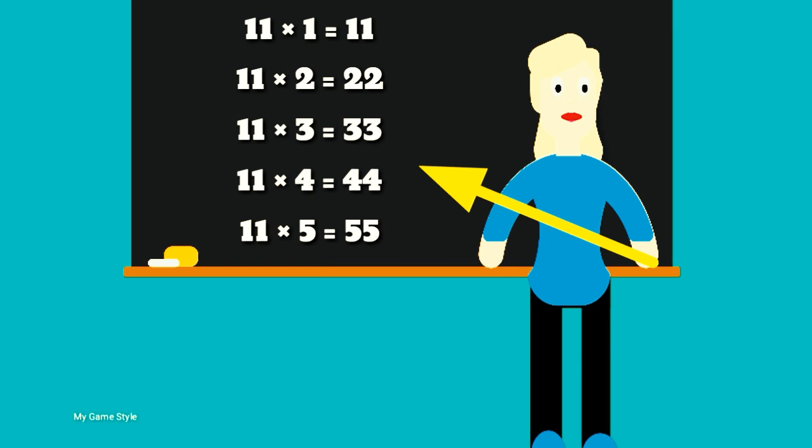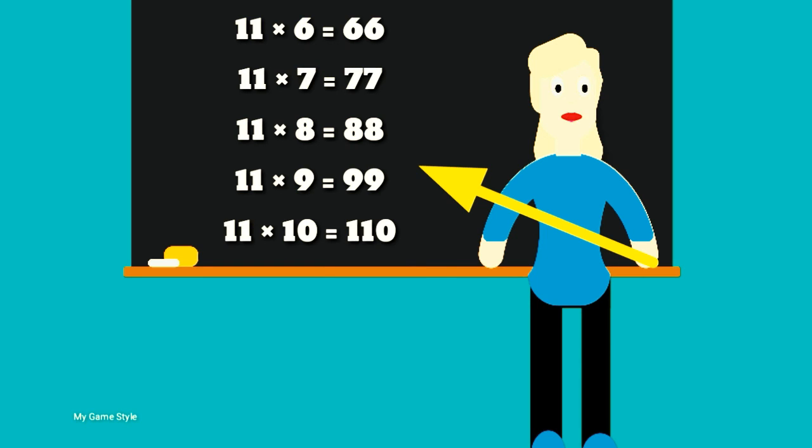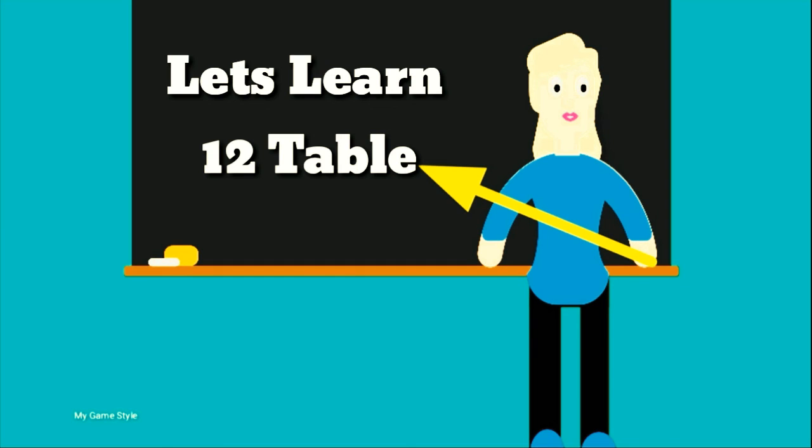11 2 is 22. 11 3 is 33. 11 4 is 44. 11 5 is 55. 11 6 is 66. 11 7 is 77. 11 8 is 88. 11 9 is 99. 11 10 is 110. 12 table.